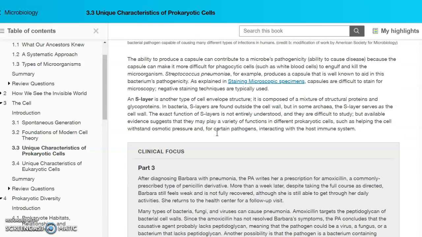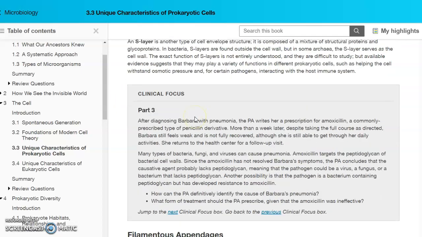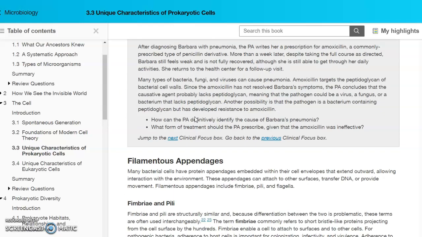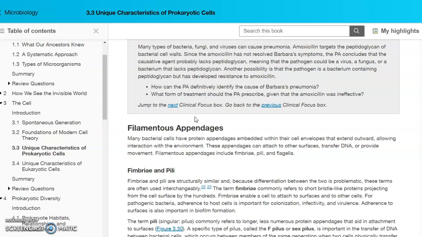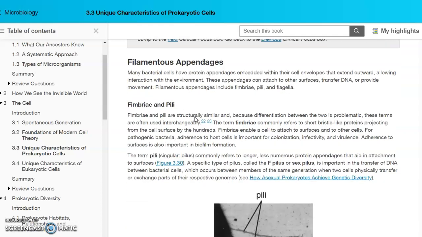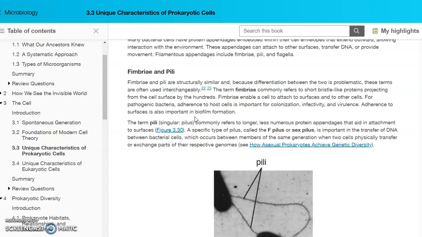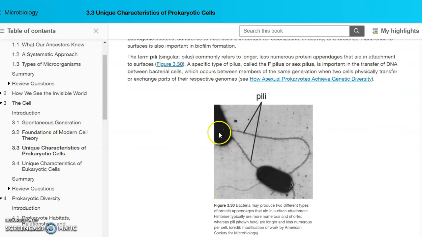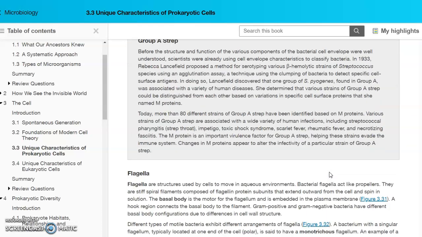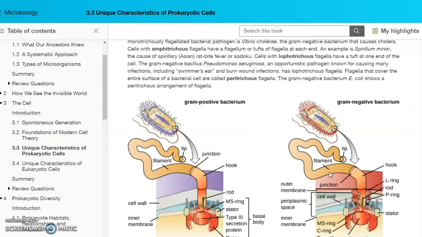And archaea also have glycocalyces called S layers. They're a little bit less understood. We don't really know exactly what their exact composition is and what they do. And then I talked about the fimbriae, the pili, and I mentioned that sometimes this pilus can be used for conjugation, allowing bacterial cells to exchange DNA. And then, of course, flagella, allowing the organism to move throughout its environment.